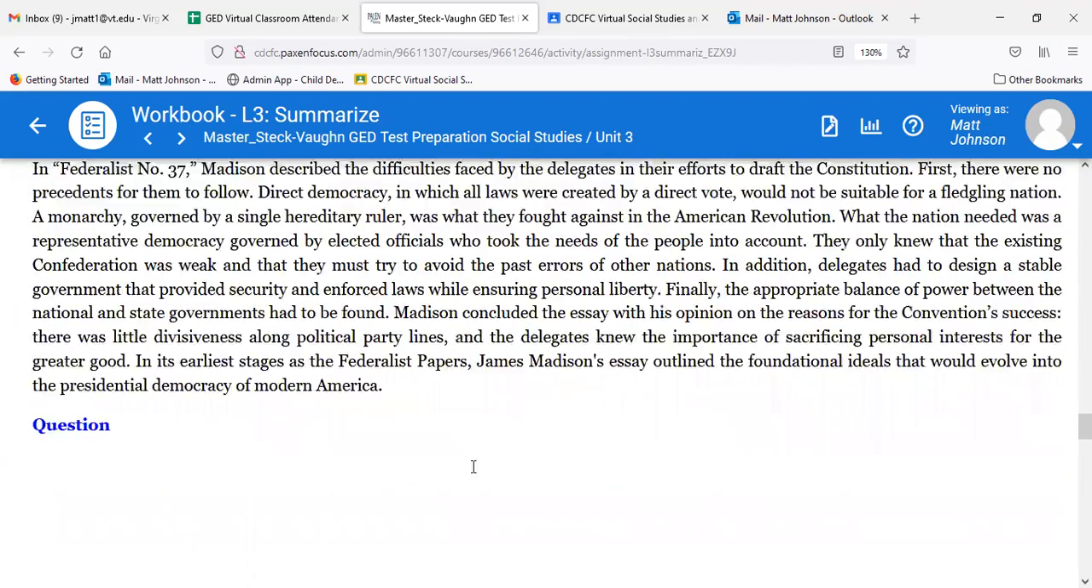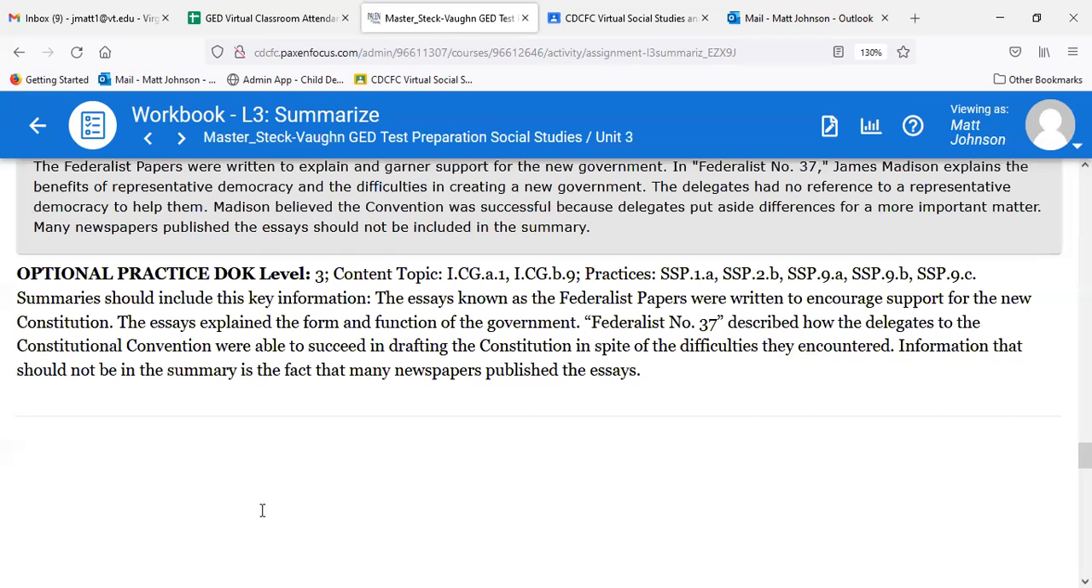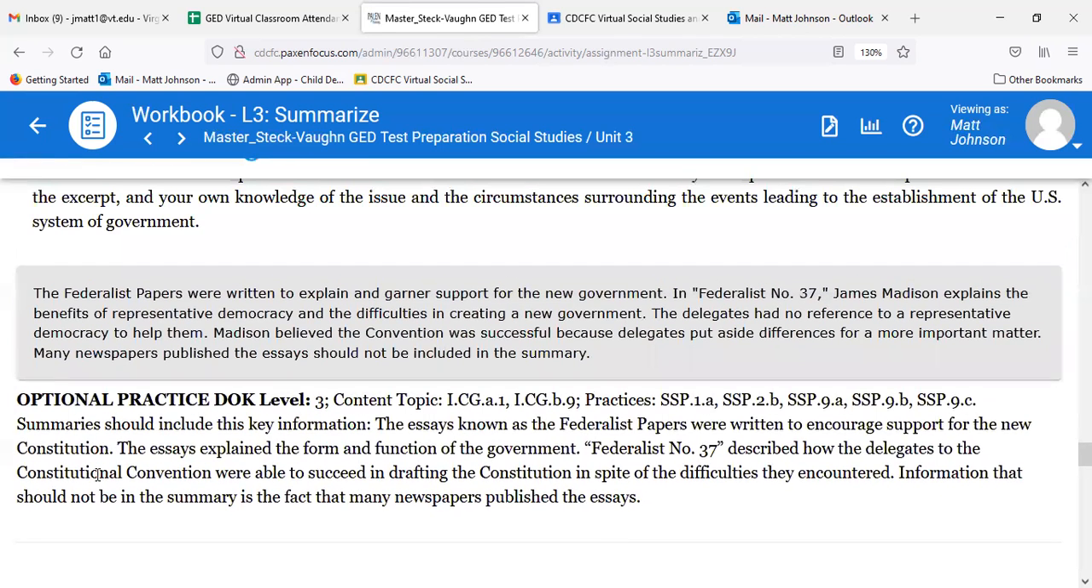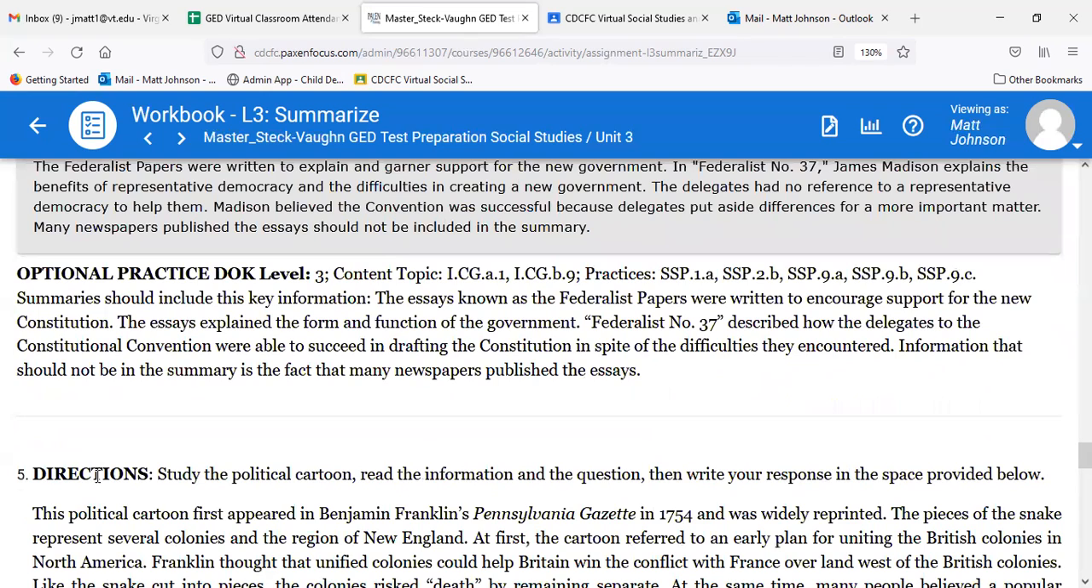So same thing here. We'll look real quick at what they have for the summary on the Federalist Papers. Summary should include this key information. The essays known as the Federalist Papers were written to encourage support for the new Constitution. The essays explain the form and function of the government, right? We put some of that in there. Federalist number 37 described how the delegates to the Constitutional Convention were able to succeed in drafting the Constitution in spite of the difficulties that they encountered. Information that should not be in the summary is the fact that many newspapers published the essays, right? That's insignificant. It's a minor detail.